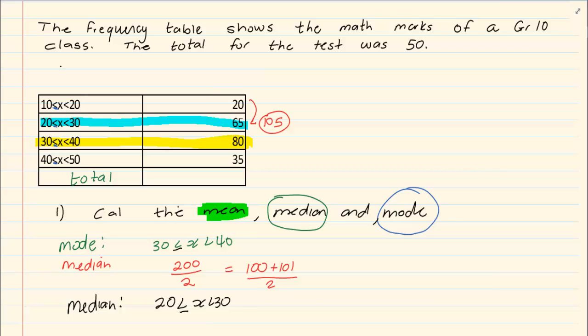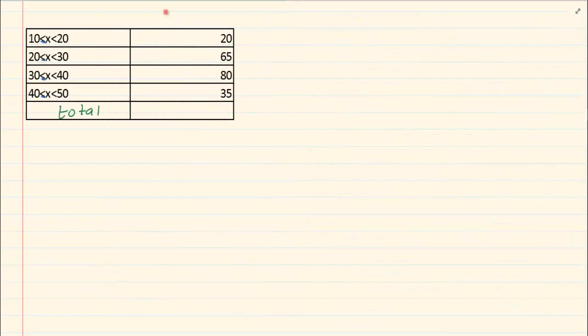Under X, you need the midpoints. So how do we calculate the midpoints? We know this is our frequency, but we can't put this in as X in our calculator. So we need to calculate the midpoint. Now the midpoint works a lot like your midpoint in analytical.